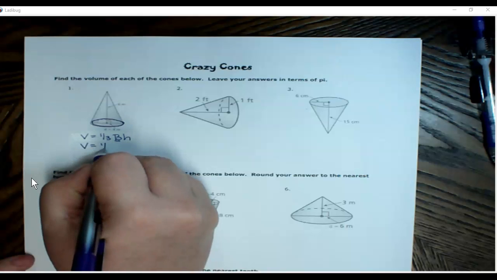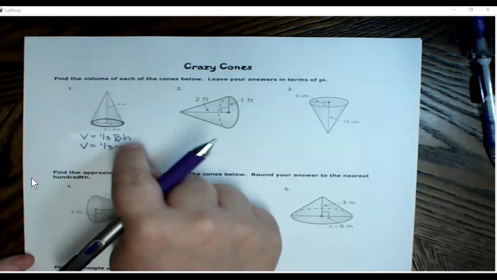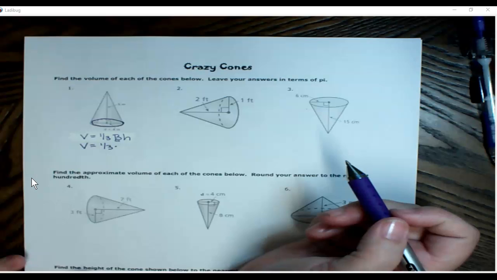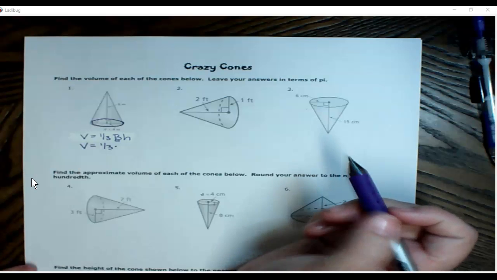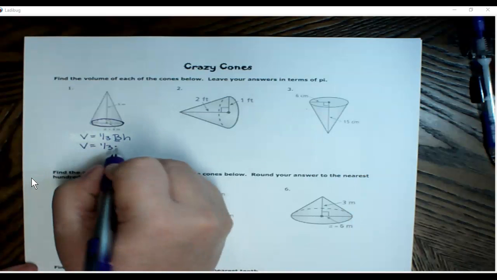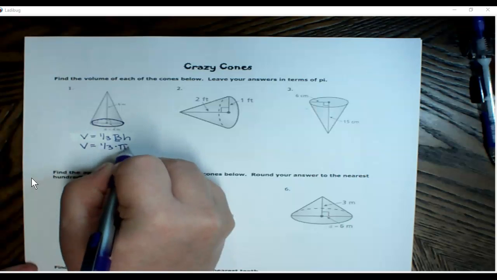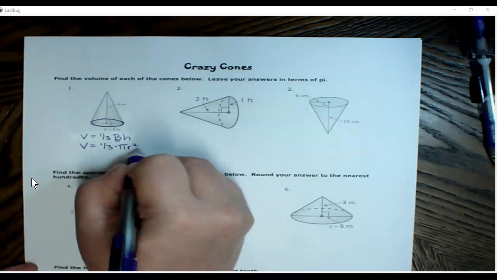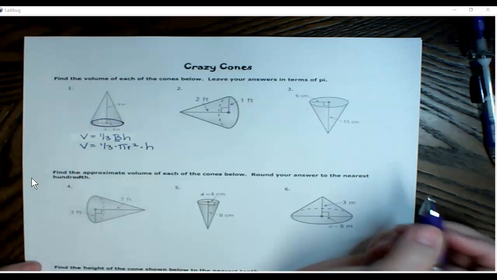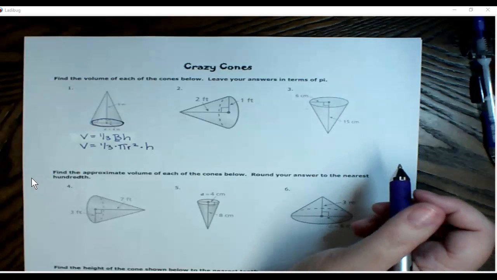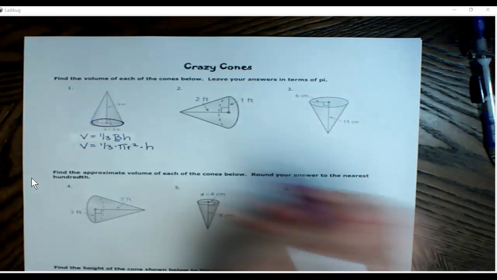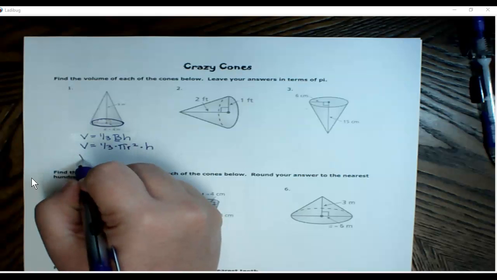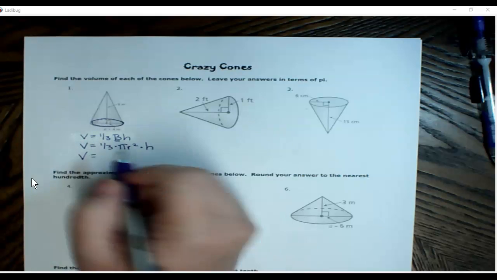So I still have my 1/3 times big B, but now we need to see, how do we calculate big B? Well, area of a circle is pi r squared. And I still have to multiply it by the height. Now we're ready to substitute in our measurements. We don't know the volume, that's what we're trying to find, so that variable stays.